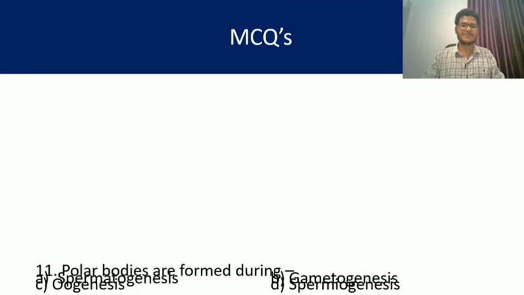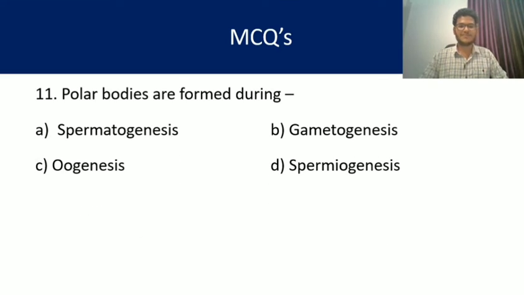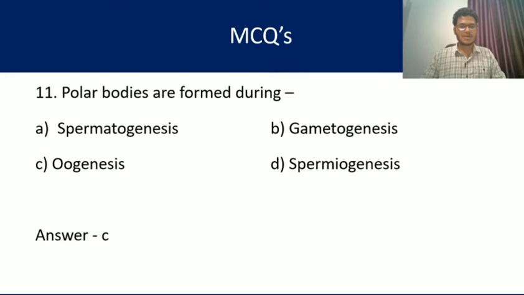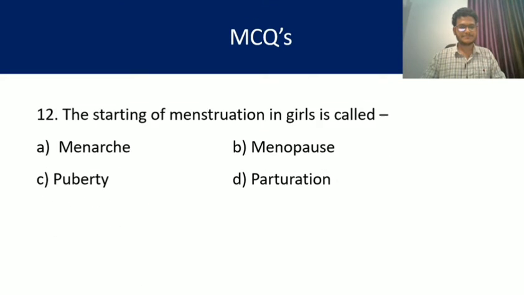Question number 11, my dear friends. Polar bodies are formed during, yes, it is very clear. We can say gametogenesis, but the most appropriate answer is oogenesis. The answer is C. So do not confuse here, because oogenesis is the most appropriate answer. During formation and development of ovum, polar bodies are formed. So oogenesis, C.